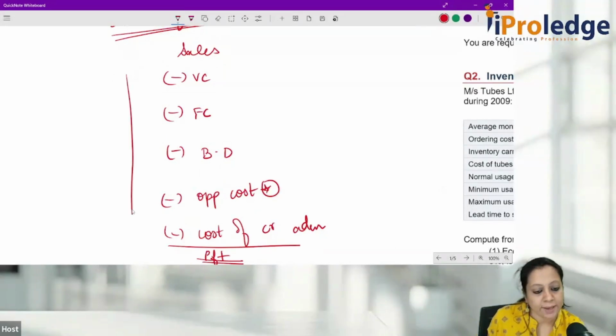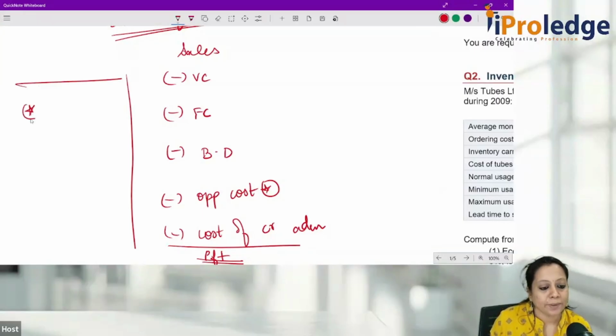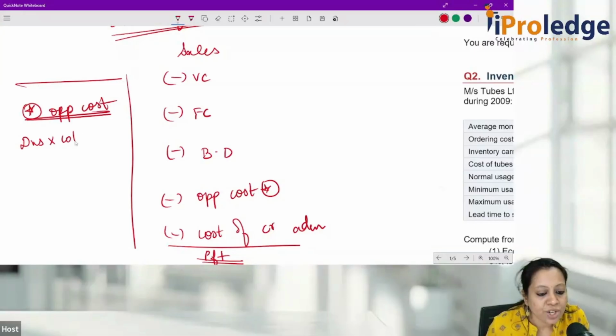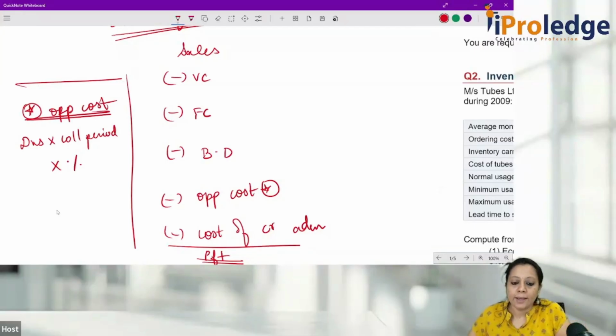Opportunity cost, yes, dears, we have a working note. Good enough. You will remember it, I'm sure about that. Opportunity cost, what is the working note? It is going to be debtors into collection period into percentage. We will discuss this. Okay. This is the format. So those of you who want, you can write down the format for the evaluation of credit policy. Whether 1 month is better, 2 months is better, 30 days is better, or 60 days is better, for such questions we will follow this one.